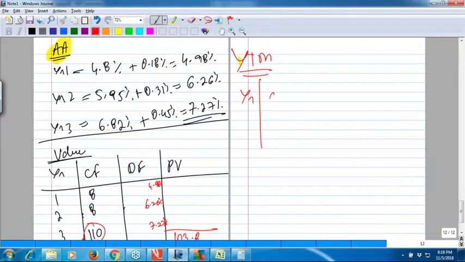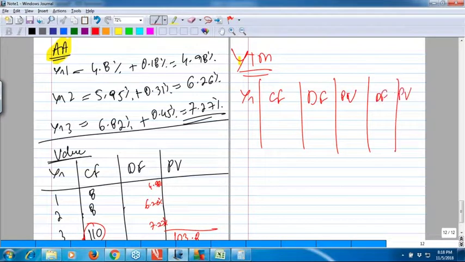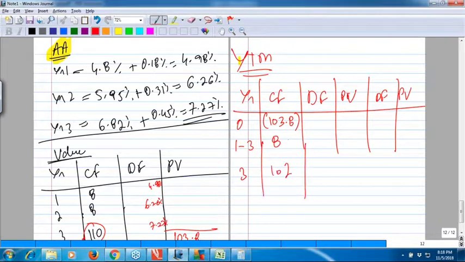So you would have the cash flow, the discount factor, and then the present value. Another discount factor, and then present value. You'll have your zero, which is going to be 103.8, the present market value of the bond. Then from year one till year three, we would have an 8% interest, and in year three there is also the redemption of 100.